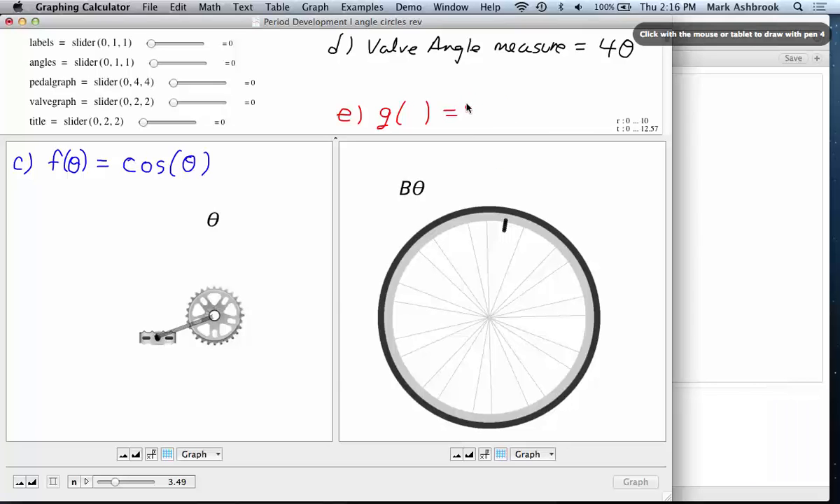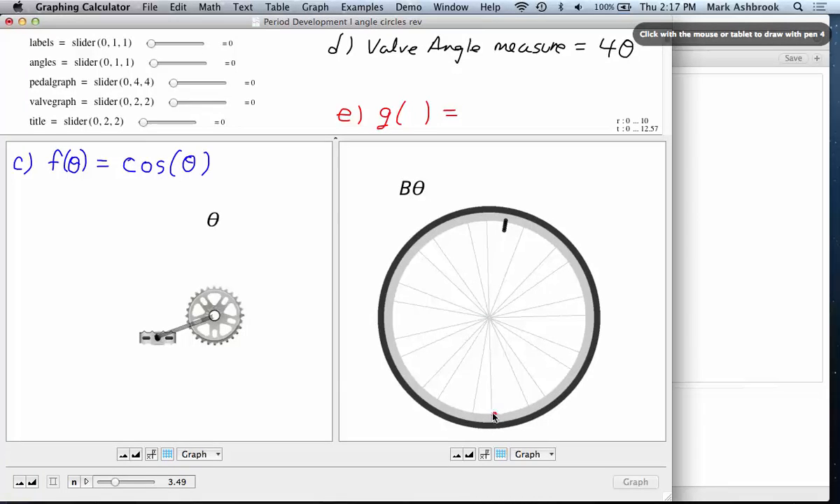Okay, so now in part E, is the output of E related to the tire valve or the pedal? What output do they want for the G function in part E? The tire valve. But what output quantity about the tire valve? That's not the output of G. What do they want for the output of G? Okay, so we want the horizontal position in radius lengths.